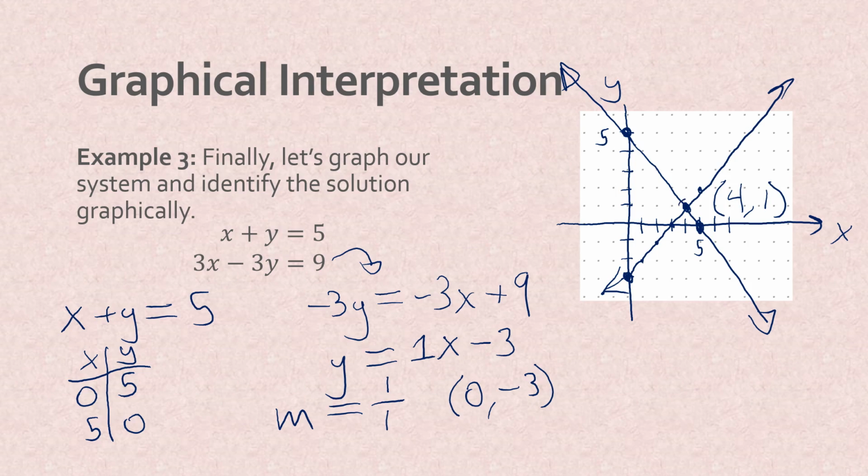So when we think about that, that makes sense because a point of intersection of these two lines is going to be a point that is on both lines and thus satisfies both equations, hence our solution.